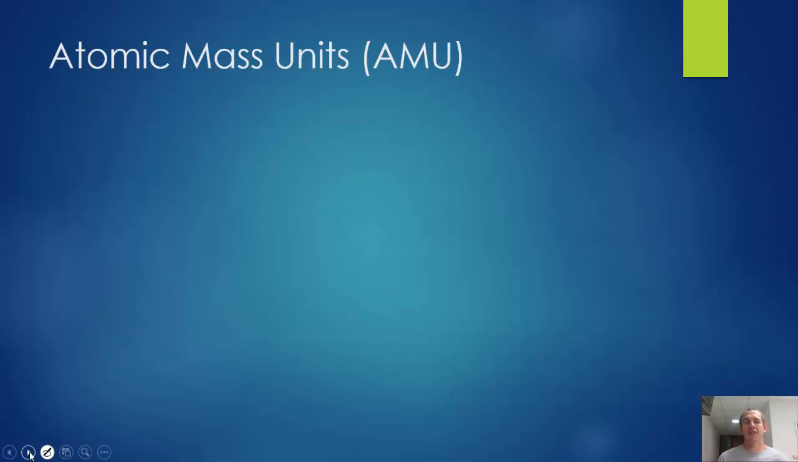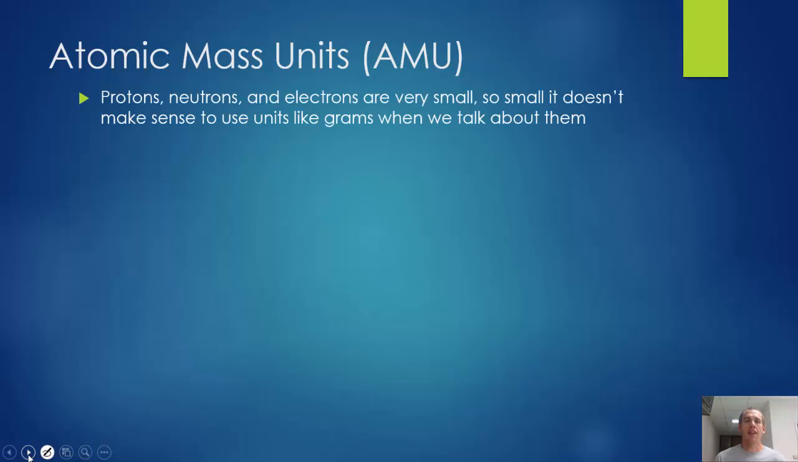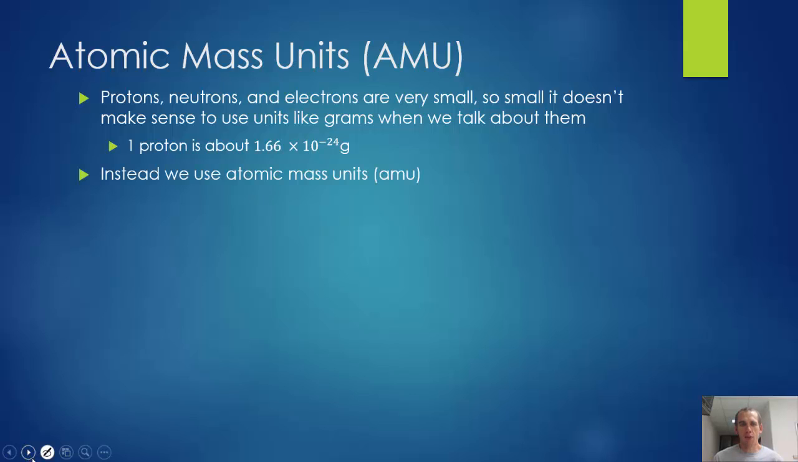We have to talk about this thing called an atomic mass unit, and that's because protons, neutrons, and electrons are very, very, very, very, very small. It doesn't make sense to talk about them with grams and kilograms like we talk about everyday objects. One proton is about 1.66 times 10 to the negative 24th grams, and electrons are about a 2,000th of that, so even smaller. So we've got to use a different unit, and what we use is a unit called the atomic mass unit, because scientists are creative.